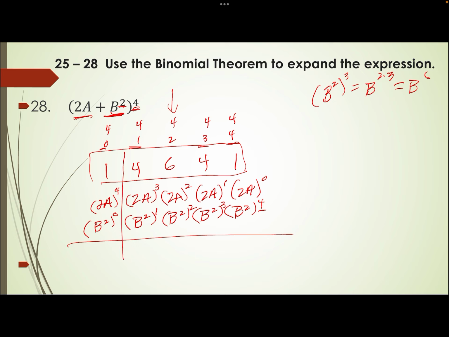Okay, so now the last step is put all my columns together. So 1, remember this is always going to be 1, and so is that. So basically that's my first term. 2 to the 4th, a to the 4th, and then b squared to the 0. This is 1 and this is 1. So my first term is going to be 16a to the 4th.